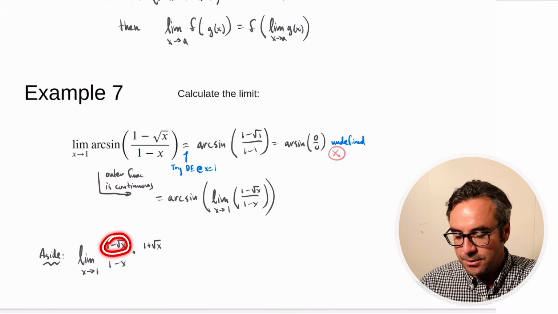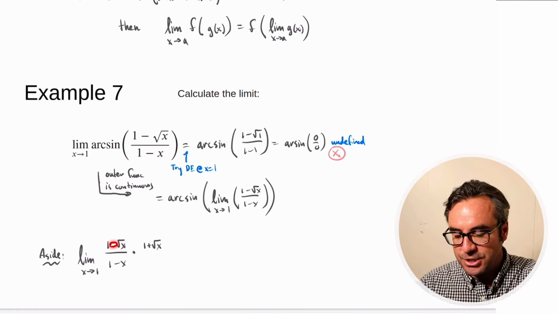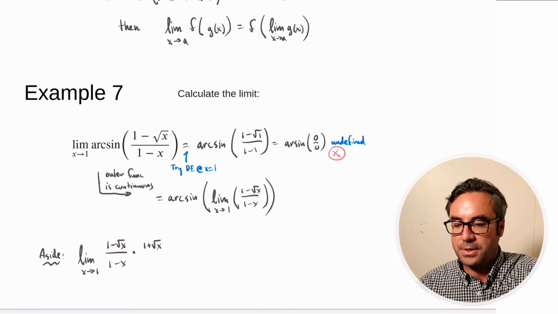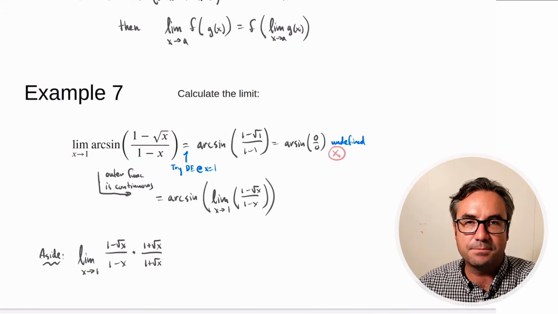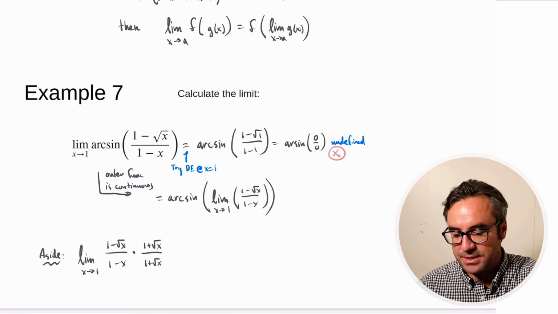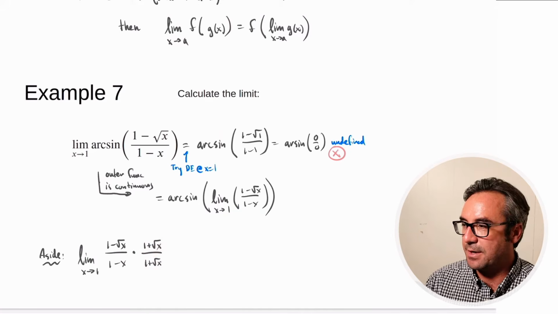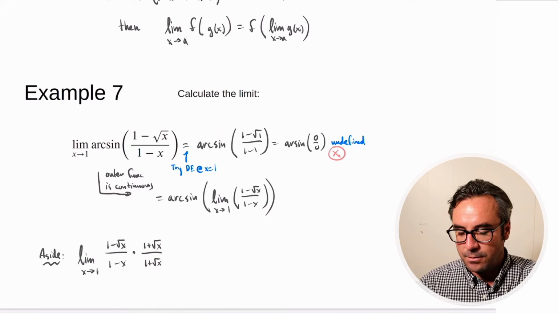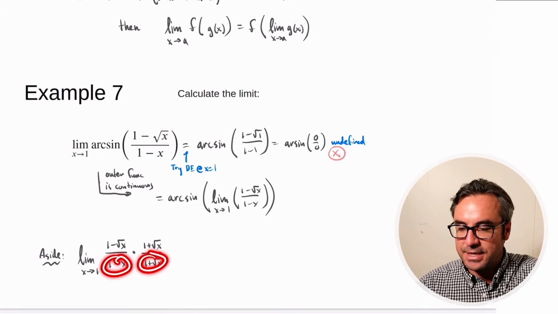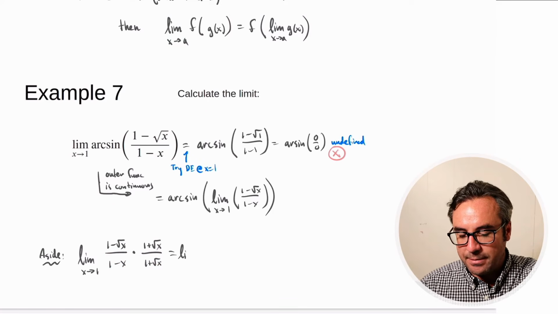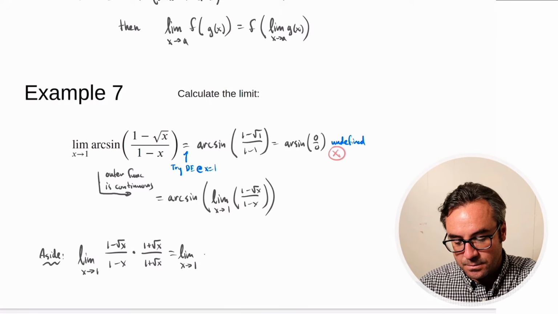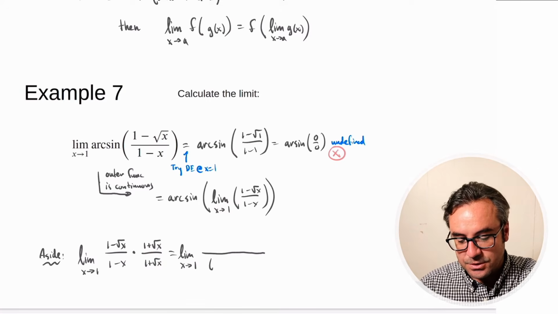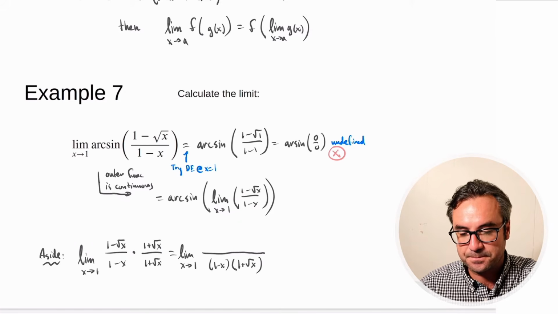We're going to take this term, and its conjugate is, we just change that minus to a plus. And then we want to multiply by a fancy one, so we make a fraction, the same thing in the numerator as in the denominator. Let's multiply the two denominators together, and we won't multiply them out. So let's just leave it as 1 minus x times 1 plus square root x.